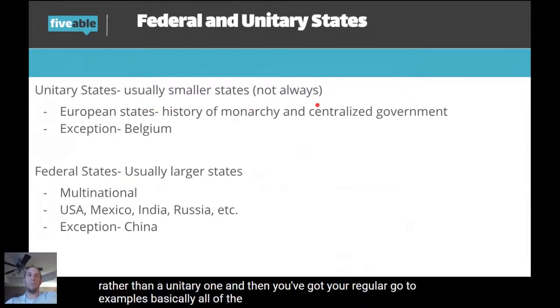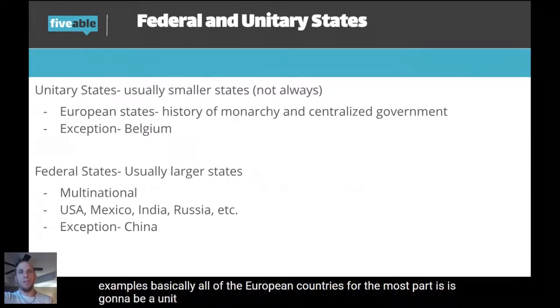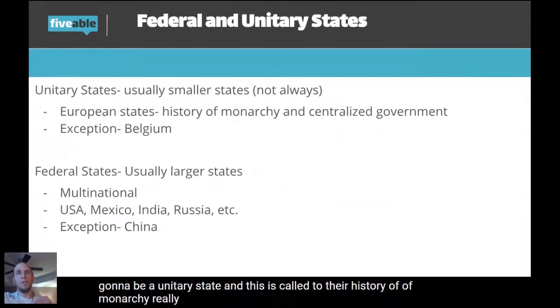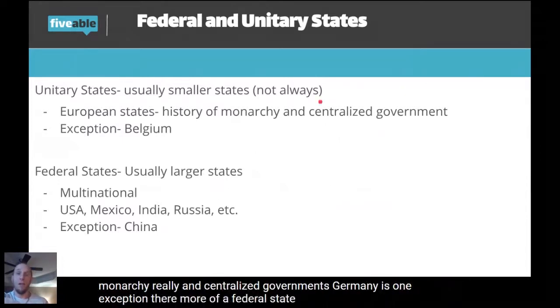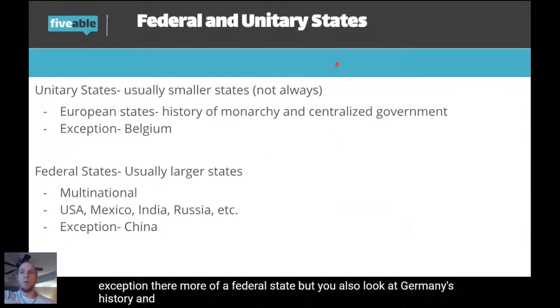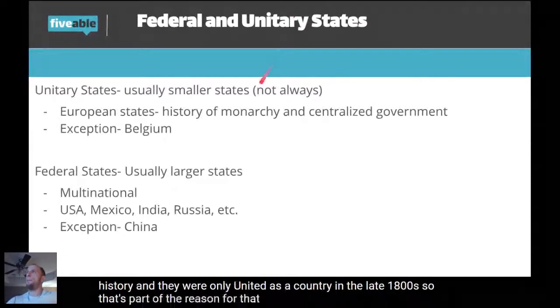Basically, all of the European countries, for the most part, are going to be unitary states. This is because of their history of monarchy, really, and centralized government. Germany is one exception. They're more of a federal state. But you also look at Germany's history, and they were only united as a country in the late 1800s. So that's part of the reason for that as well.